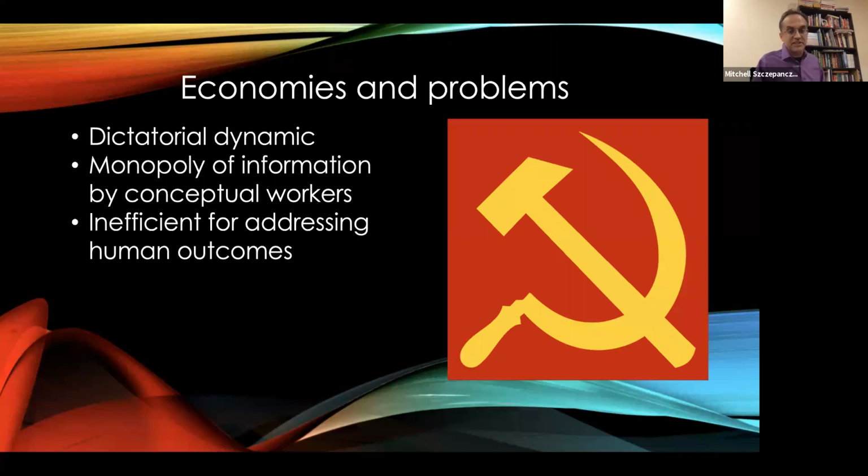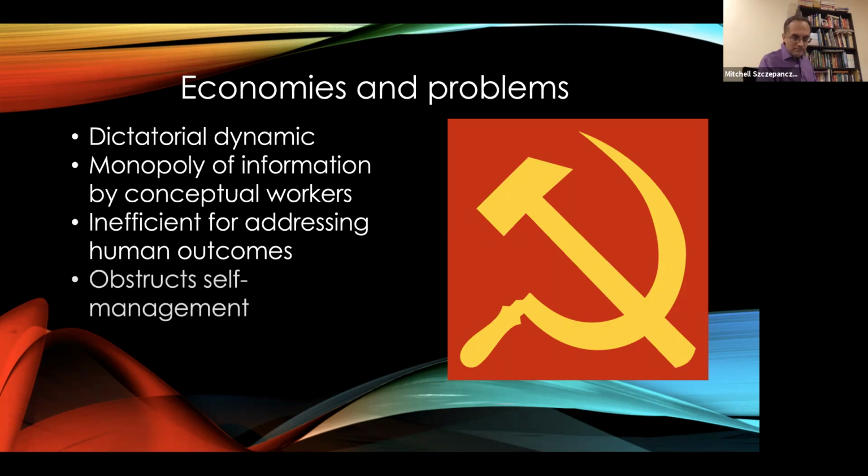It's inefficient for addressing human outcomes. Even though such economies were billed as being all about people, it did not do that very well and has been criticized as such. It obstructs self-management. Self-management means that people have a say in outcomes that affect them. And such an economy, especially given that dictatorial dynamic, would not allow most people to have a say in the current work circumstances in which they live or thrive. So that obstructs that, and that's bad.